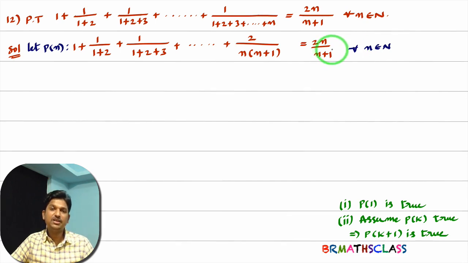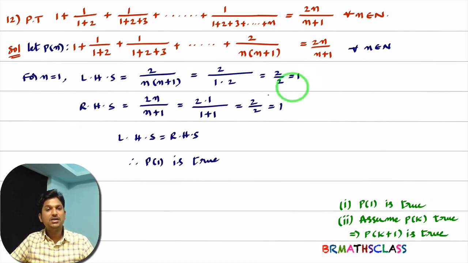To prove a statement by using principle of mathematical induction, we will prove two things. First, we will prove P of 1 is true. Next, by assuming P of k is true, we will prove P of k plus 1 is true. So first, you prove P of 1 is true. You see here, in place of n, you take 1 because we are trying to prove P of 1 is true. How to prove P of 1 is true?